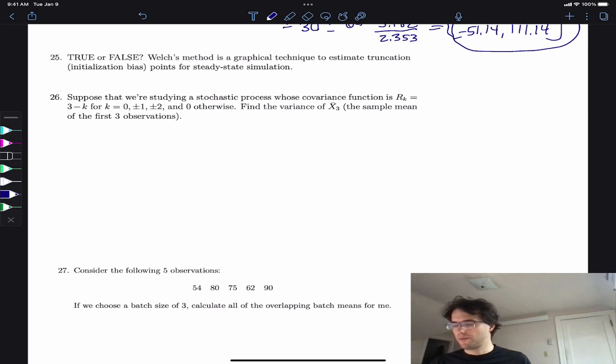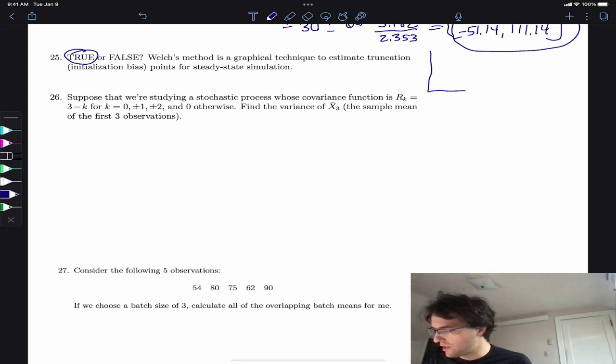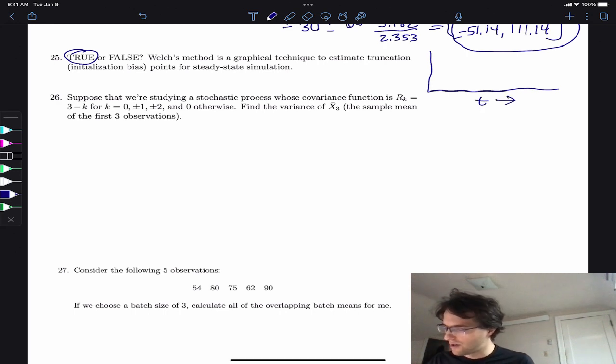Question 25. True or false? Welch's method is a graphical technique to estimate truncation initialization bias points for steady-state simulation. This is very true. And recall that Welch's method, imagine that you have a simulation, and so this is our t-axis, and here's our, whatever values.